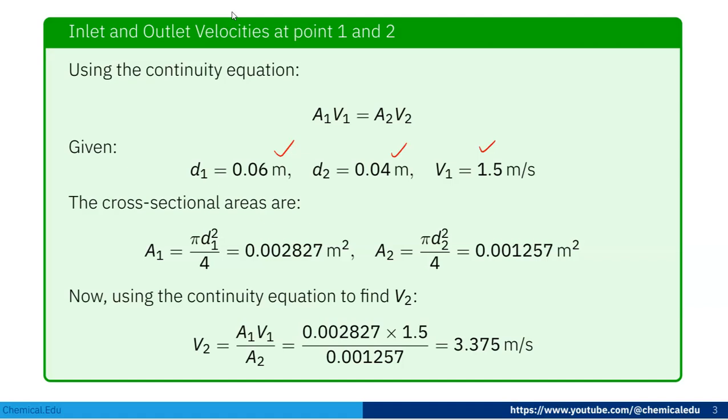The inlet pipe cross sectional area A1 is pi D1 square by 4, that is 0.002827 meter square, and the outlet pipe cross sectional area pi D2 square by 4 is 0.001257 meter square. Now using the continuity equation to find V2, V2 will be A1 V1 by A2. So A1 is 0.002827 into V1 1.5, divided by A2, 0.001257. After doing the calculation, V2 will be 3.375 meter per second, meaning the outlet velocity is 3.375 meter per second.